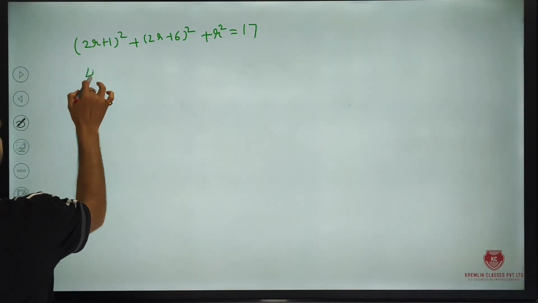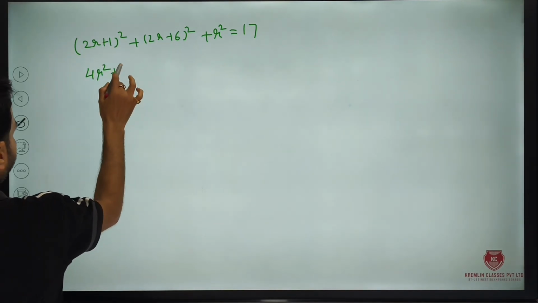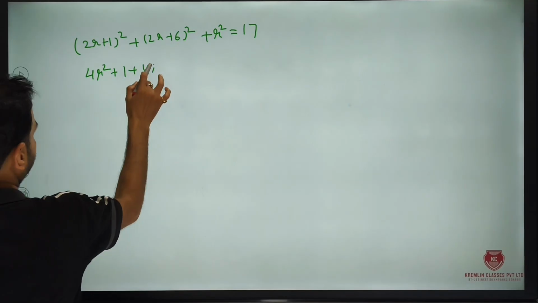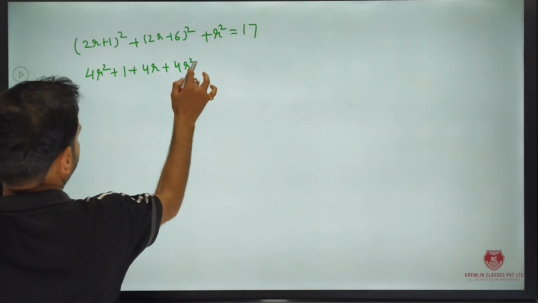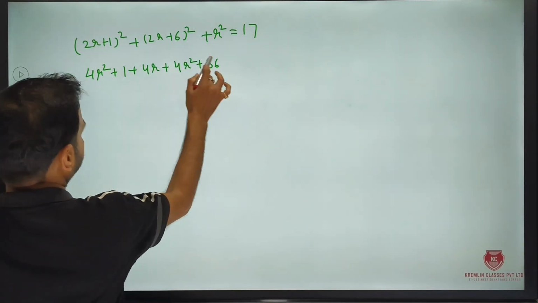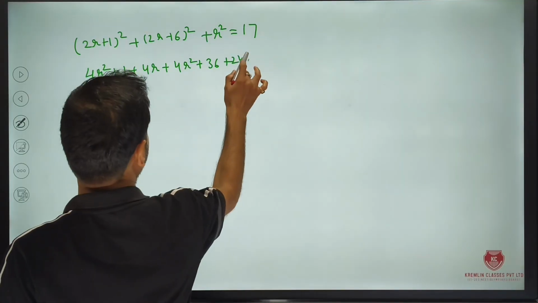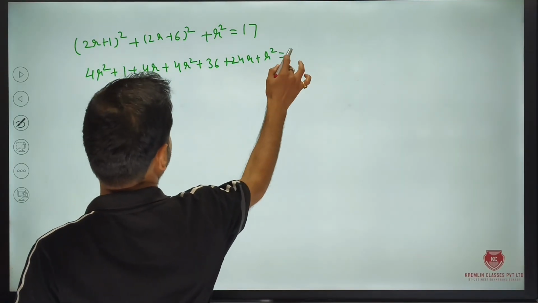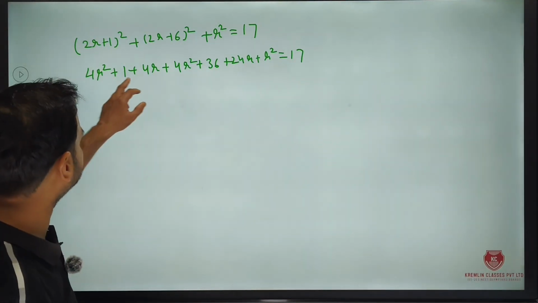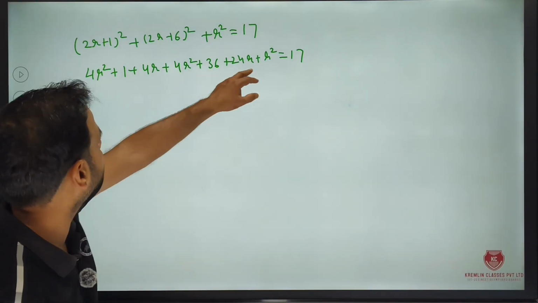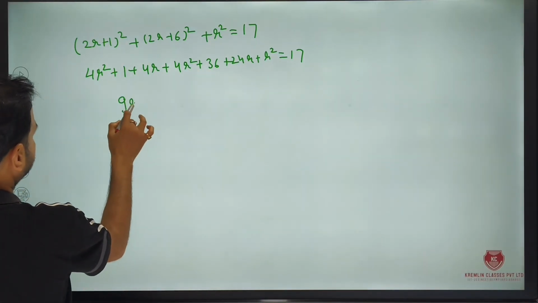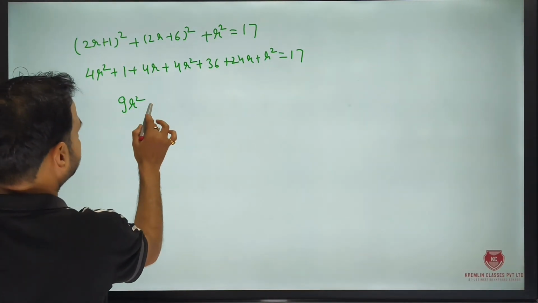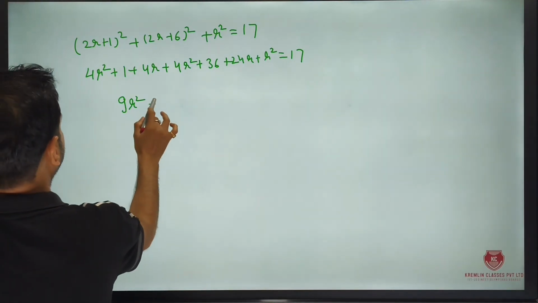So let us break it using the square formula: a square plus b square plus 4r, a square plus b square plus 24r plus r square is equal to 17. Okay, r square 4, 4, 8, 8 or 9 r square, 24 or 4, 28r.